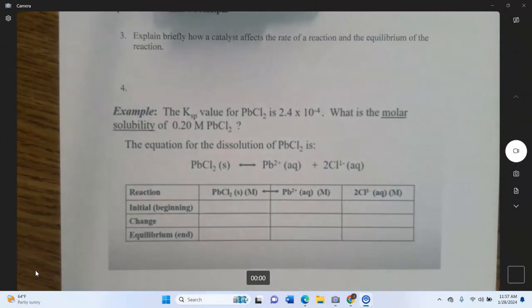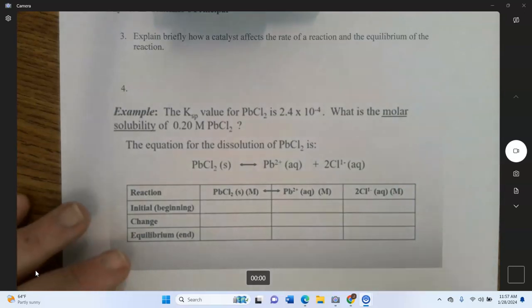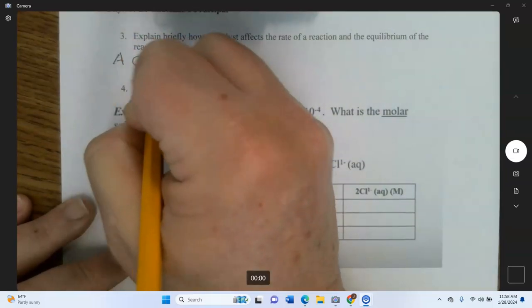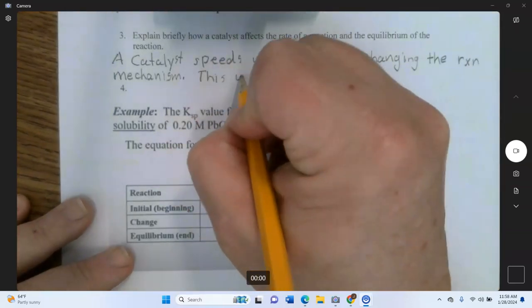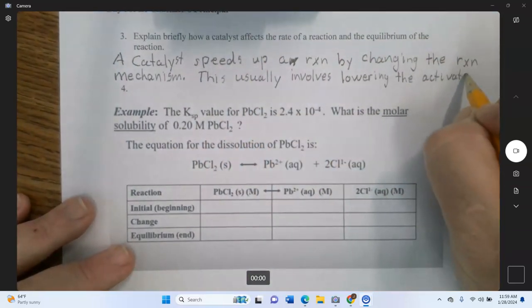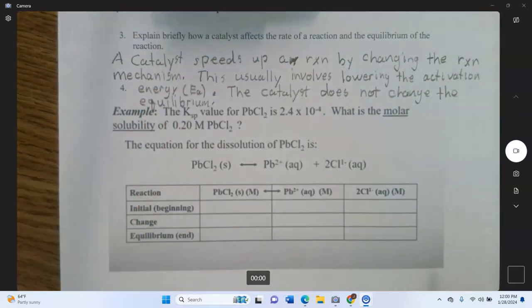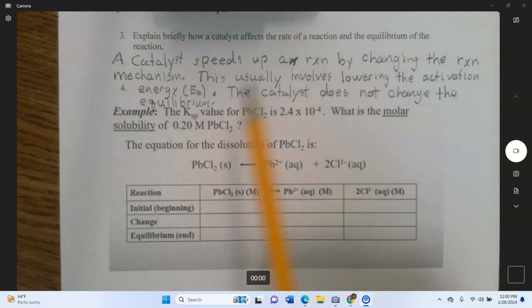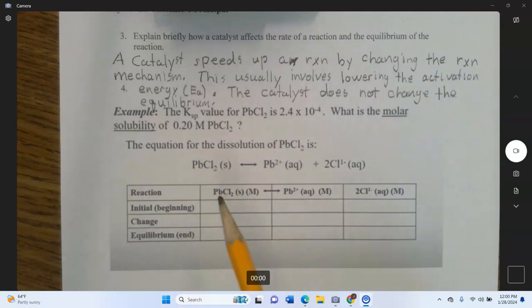Okay, next question says, explain briefly how a catalyst affects the rate of a reaction and the equilibrium of the reaction. So this goes back to kinetics. So let's go ahead and write out the answer. Okay, so a catalyst speeds up a reaction by changing the reaction mechanism. That's the wording that was used in one of your Princeton questions. But what this usually means is lowering the activation energy.